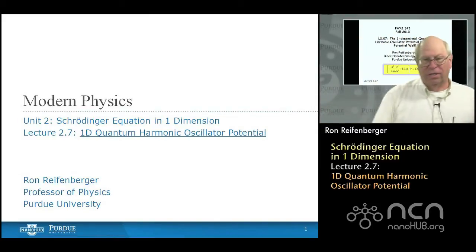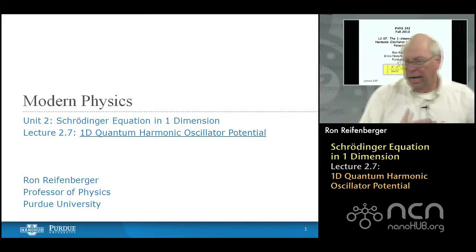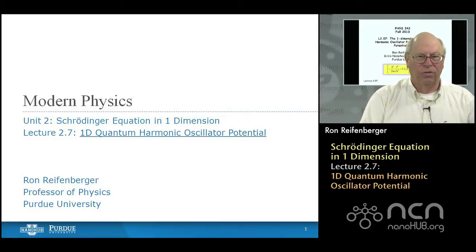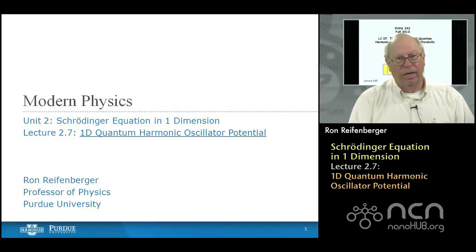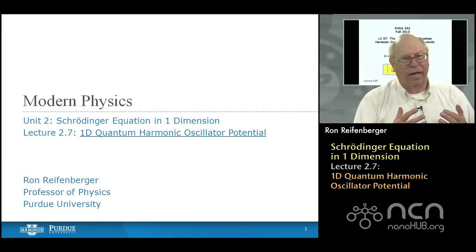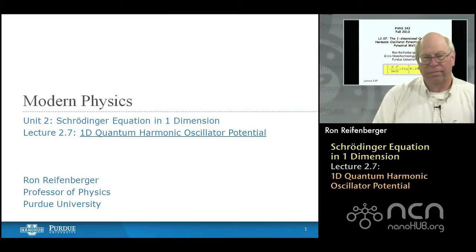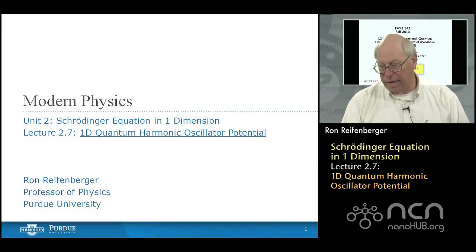This is the last lecture of the second week, and we'd like to discuss the one-dimensional quantum harmonic oscillator potential and the solutions of Schrödinger equation when this potential energy term U of x varies quadratically with position x. So that's the content of this lecture.